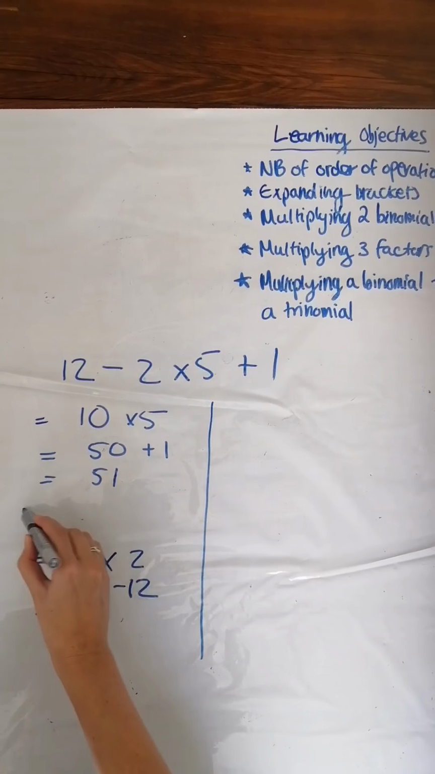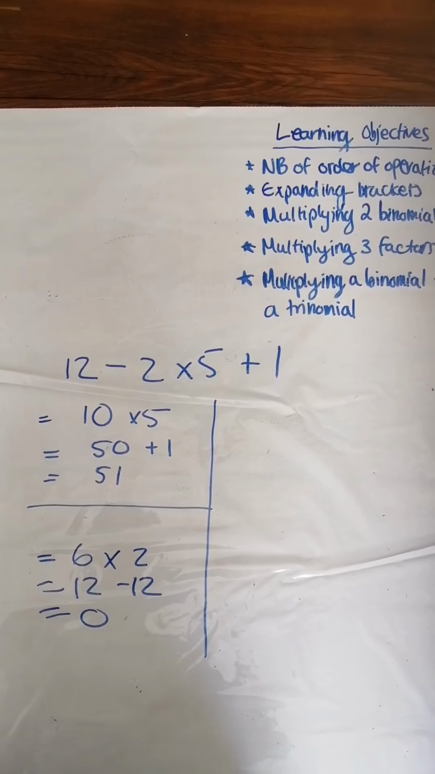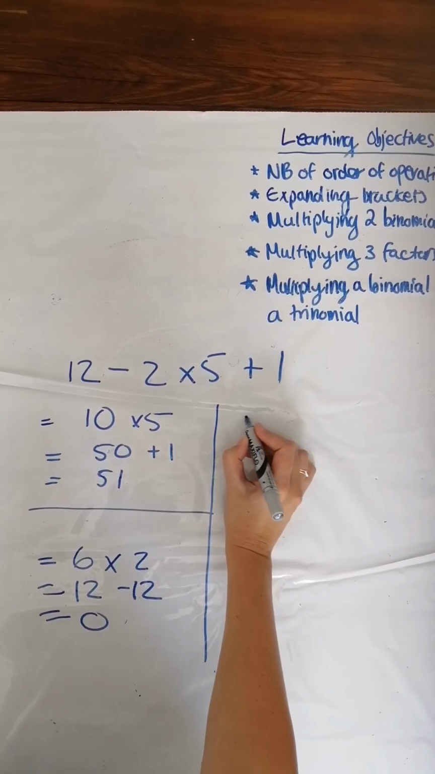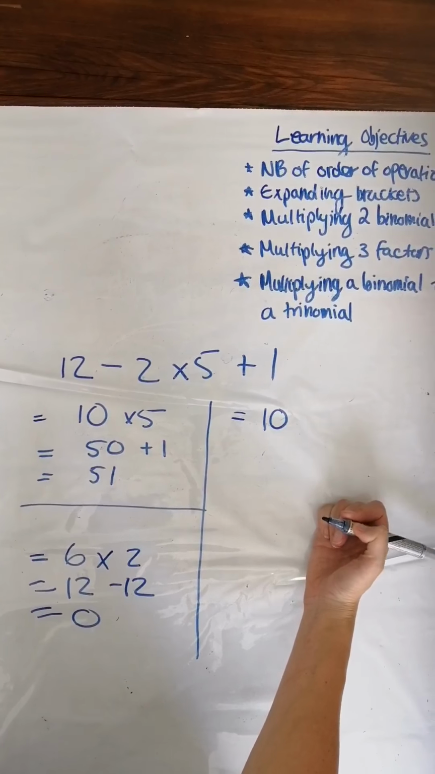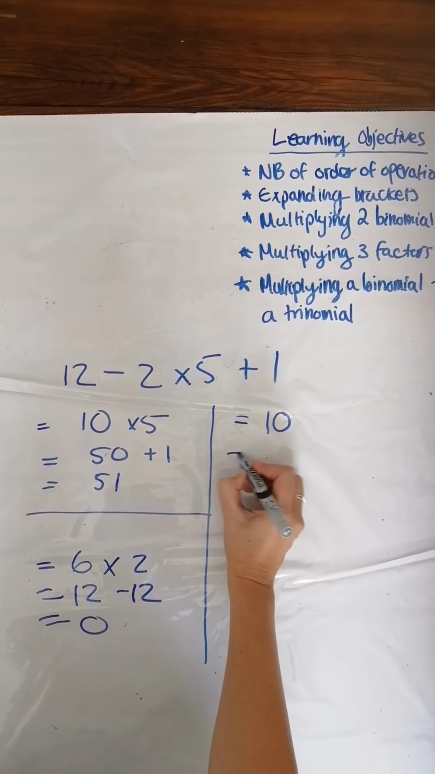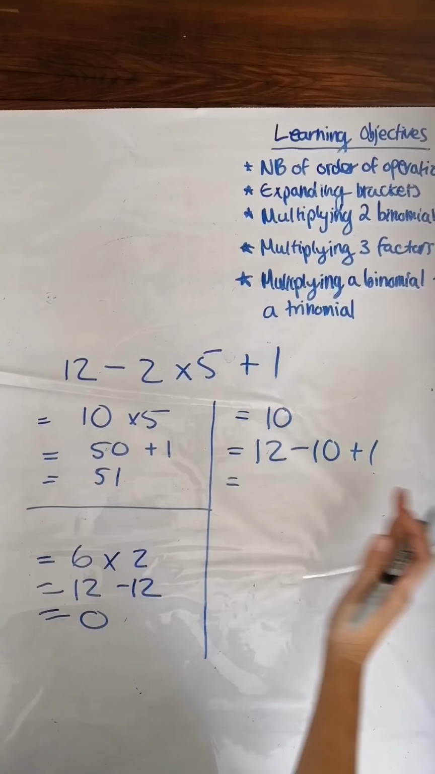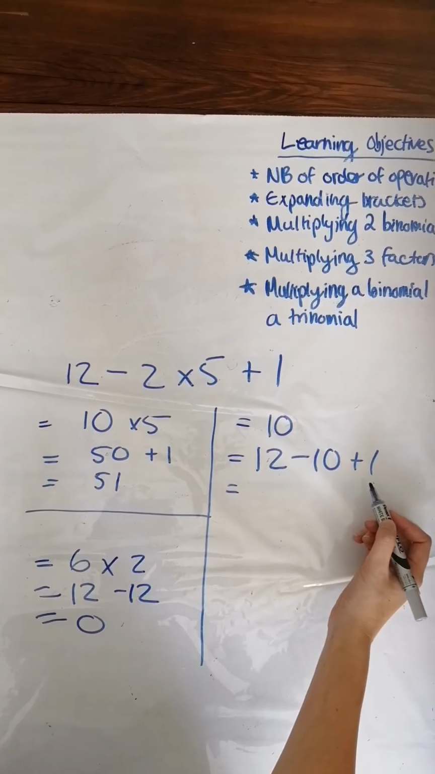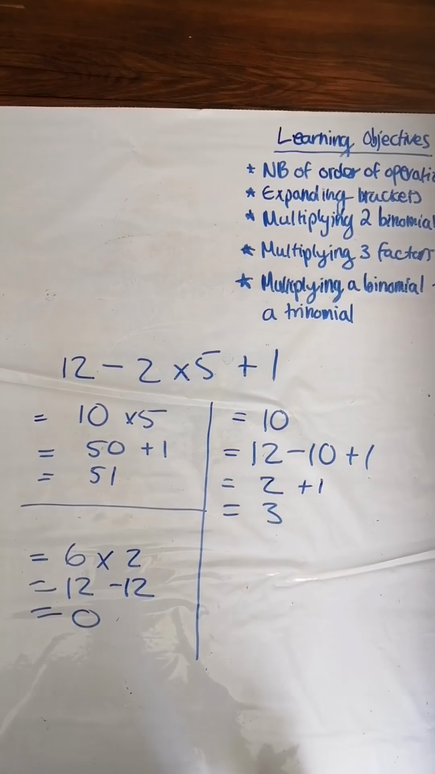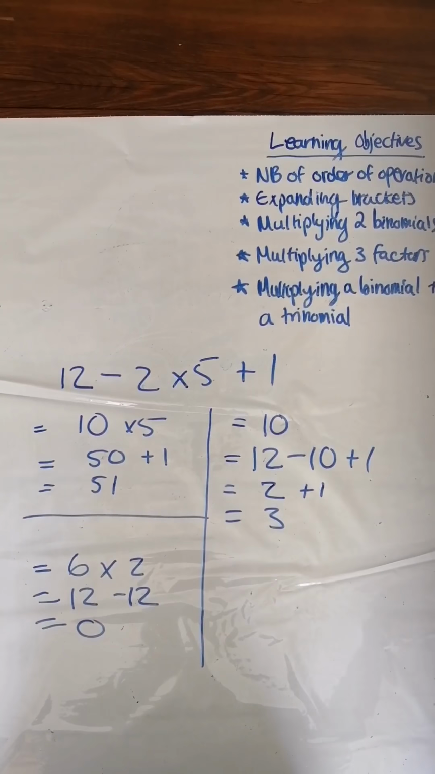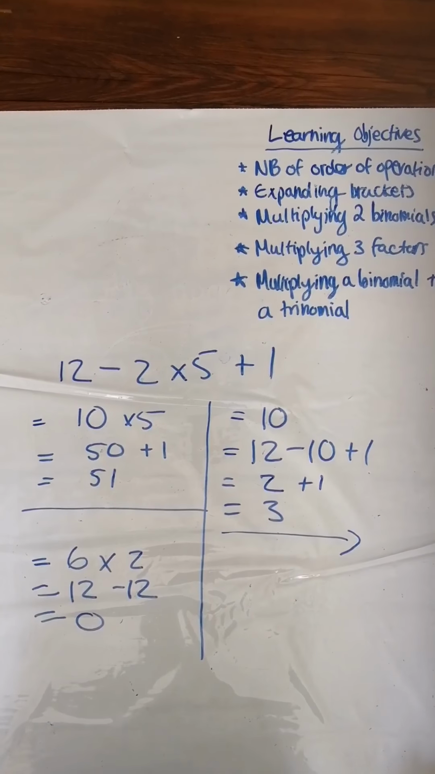And then the last one I'm going to do is what happens if we start with the multiplication first. Let's start in the middle. So 2 times 5 is 10. Then let's write it out in its form, 12 minus 10 plus 1. Now what happens if we work from left to right? We have 12 minus 10, which gives you 2, plus 1 gives you 3. So out of these three methods of solving this sum, this one is correct.